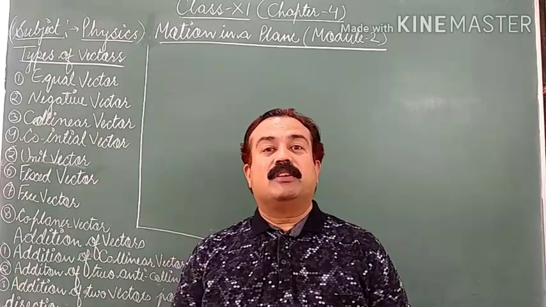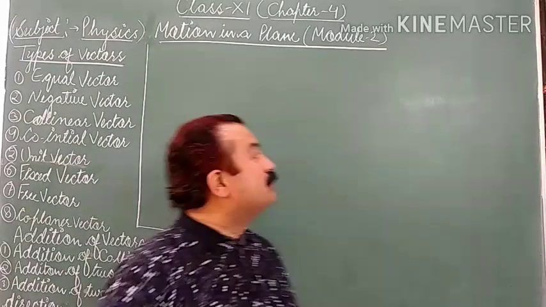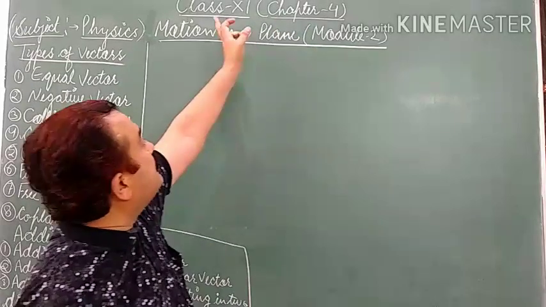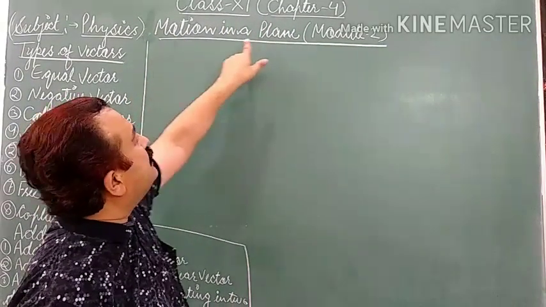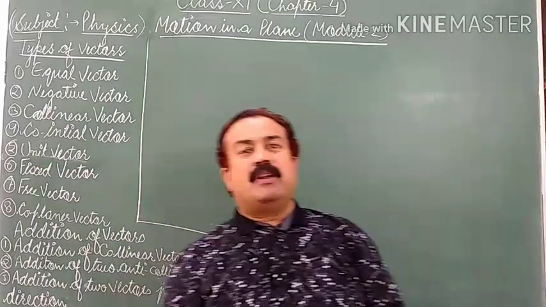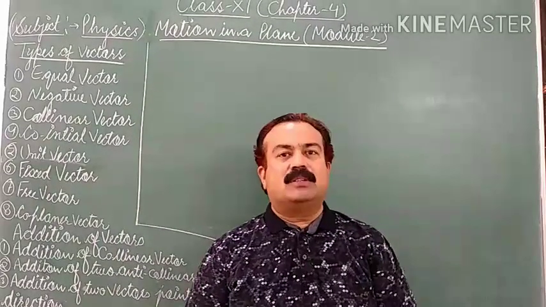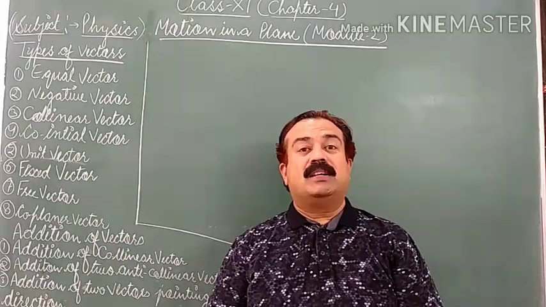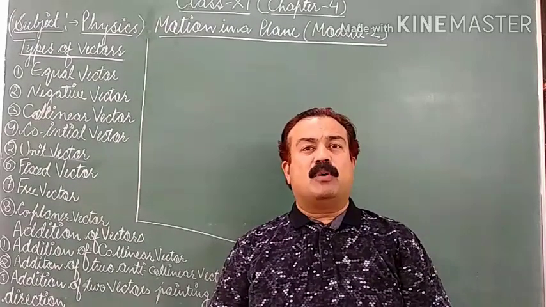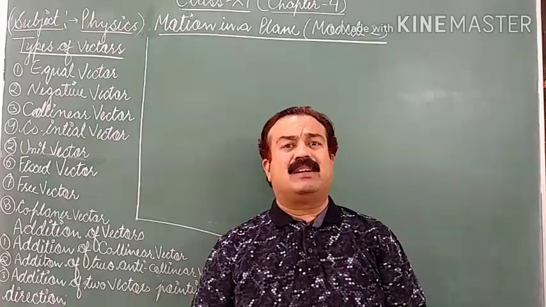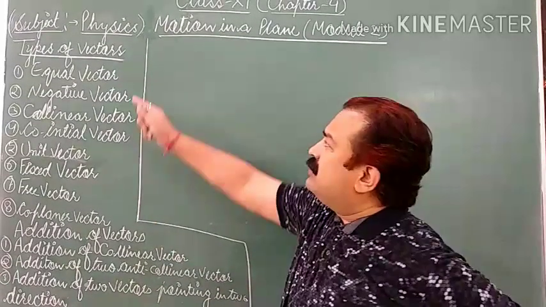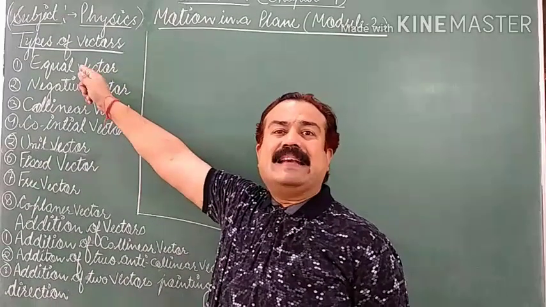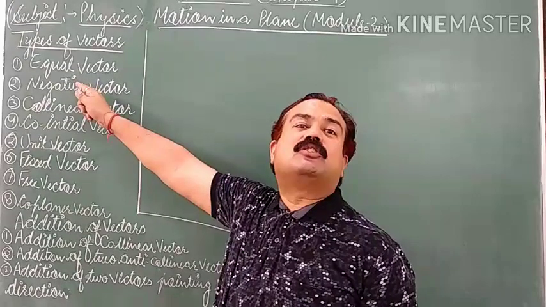I am again here with another module, module number 2 of class 11, chapter 4, and the name of the chapter is Motion in a Plane. In our previous module we introduced our chapter Motion in a Plane. Now in this module we have to discuss some definitions of vector. Here you can see a list of different names of vectors which we have to discuss today.